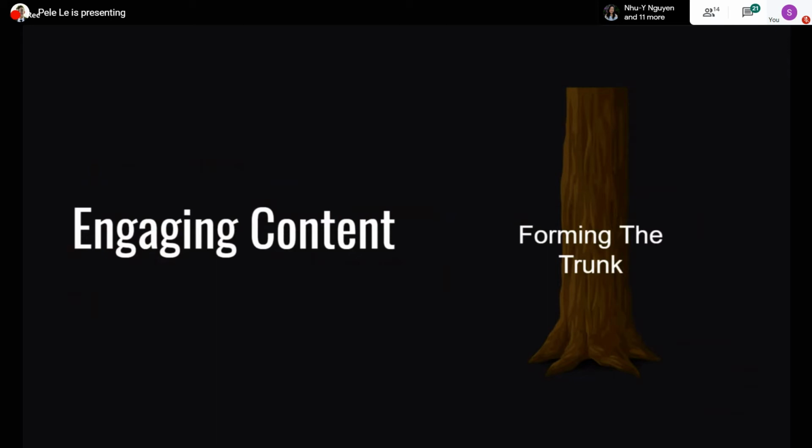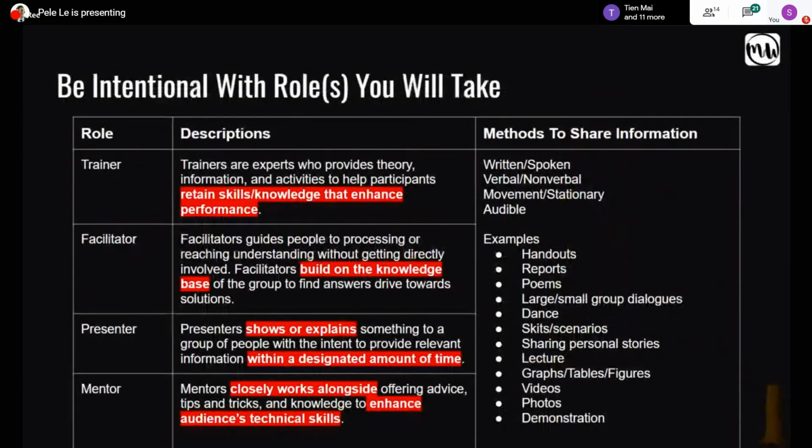So we're going to move on to engaging content. Now we're going to be forming the trunk, because the tree has a trunk and that's important. Moving on to the next slide, I think when being a very engaging presenter, people don't clearly understand the different roles of a presenter or a person who does a workshop, because there are many ways of doing a workshop and being in different roles.